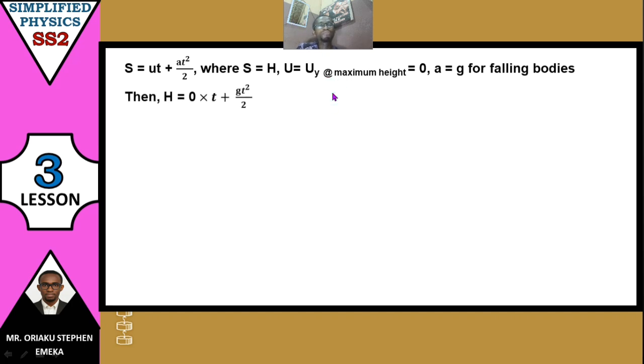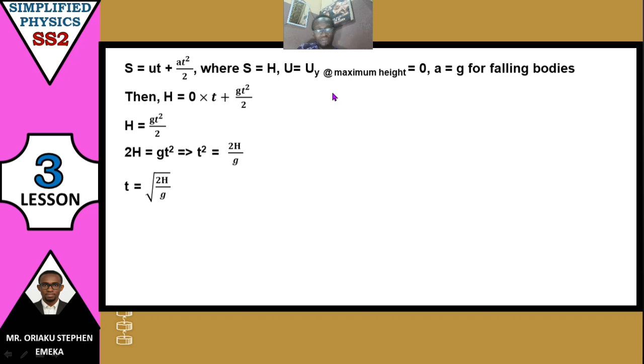So making use of this second equation, it's going to become h equals 0 times t plus gt squared over 2. So h is gt squared over 2. Making time the subject of the formula, t squared is equal to 2h over g. Remember that h is the height from where you are throwing that body. So t is equal to the square root of 2h over g.